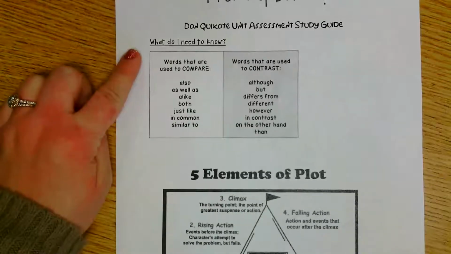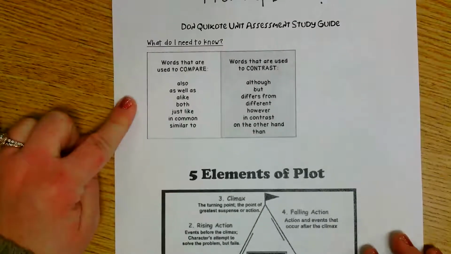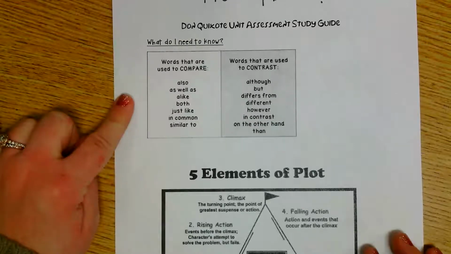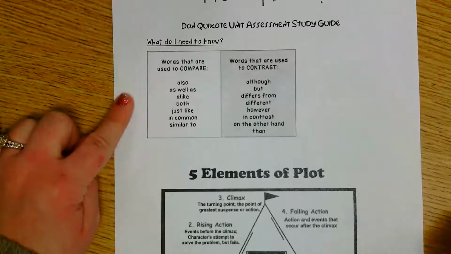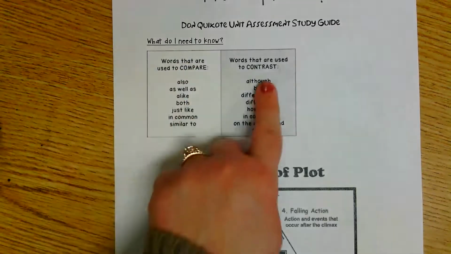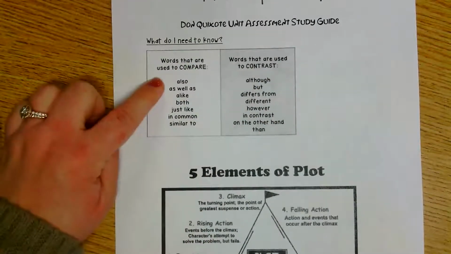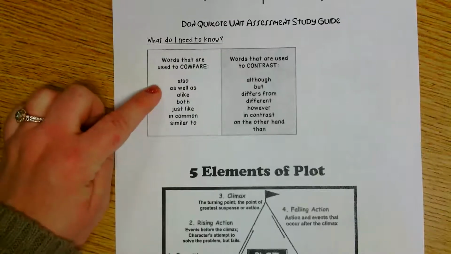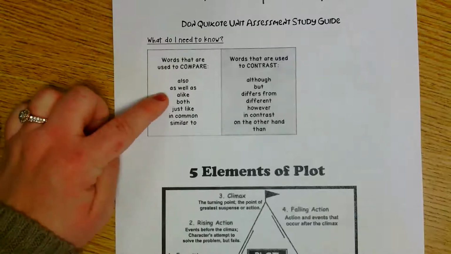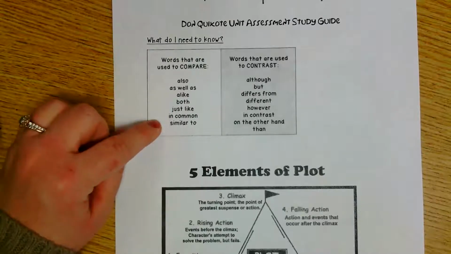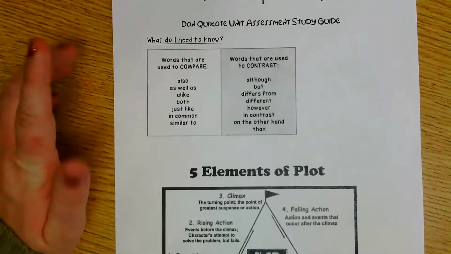So what do I need to know? The first thing that we want to remind ourselves about is how to use words and phrases in a sentence to show that we're comparing two things or two characters, or to contrast two things or two characters. So you have a word list for each. If you're writing a sentence to compare, you may use words and phrases like also, as well as, alike, both, just like, in common, similar to, and there's others as well, like similarly.